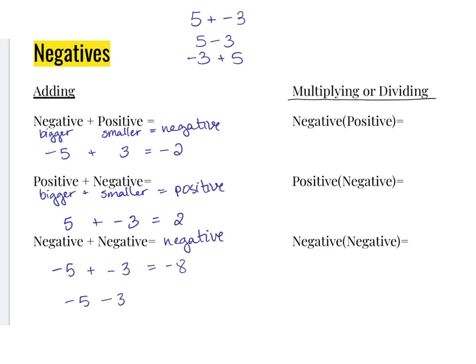All right. Multiplying and dividing, negative times a positive. These have more clear rules. Doesn't matter what size the number is, the magnitude of the number. These are always going to be the same. So negative times a positive is a negative. Positive times a negative, also a negative. Negative times a negative is a positive.